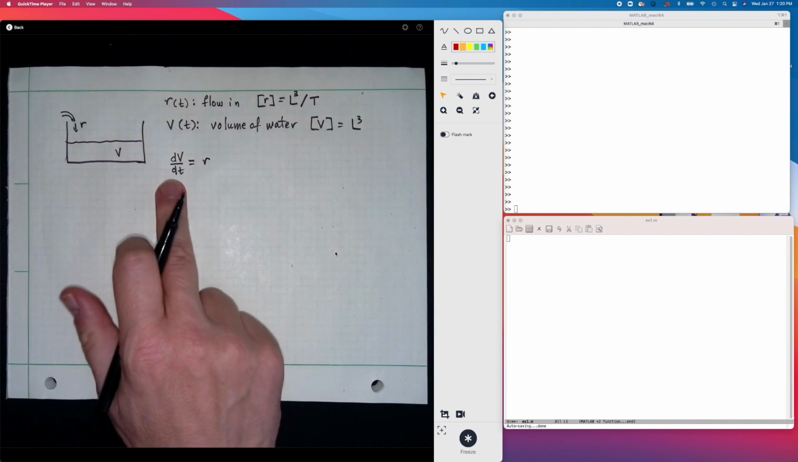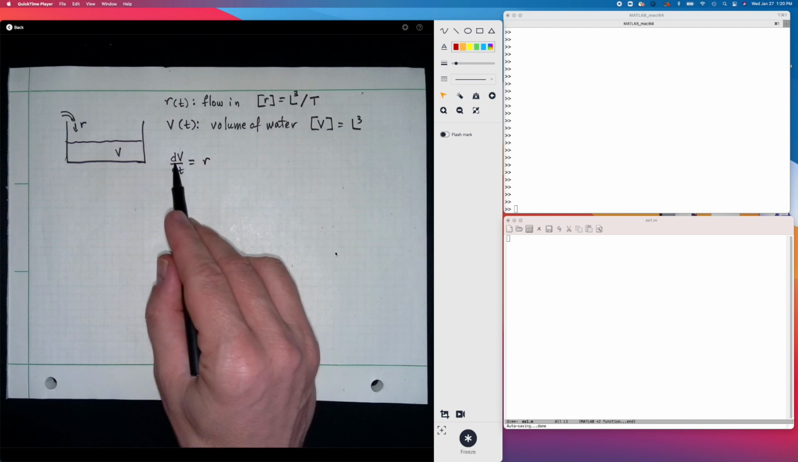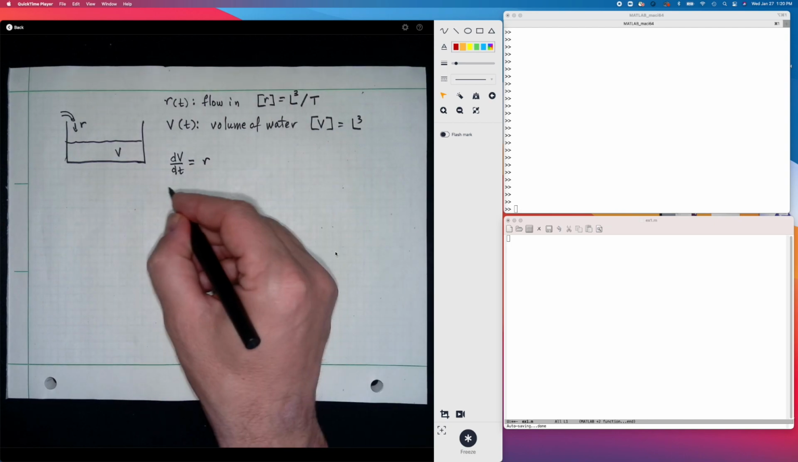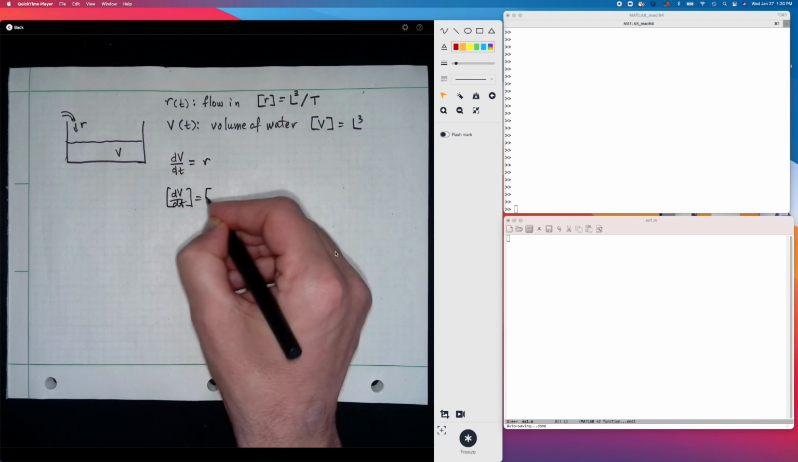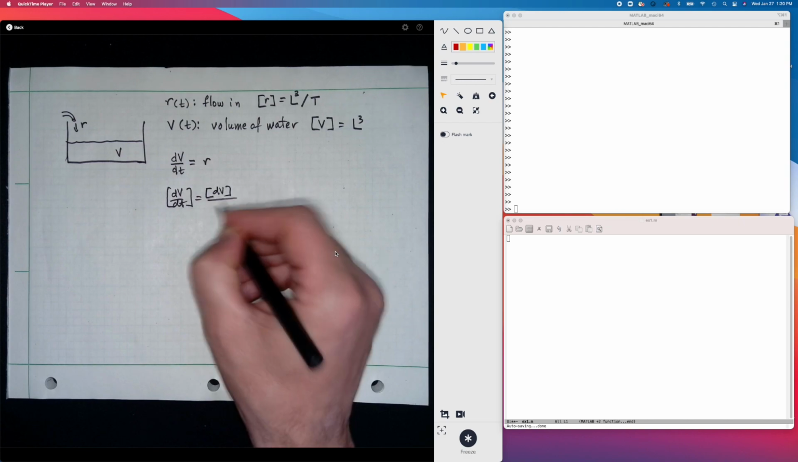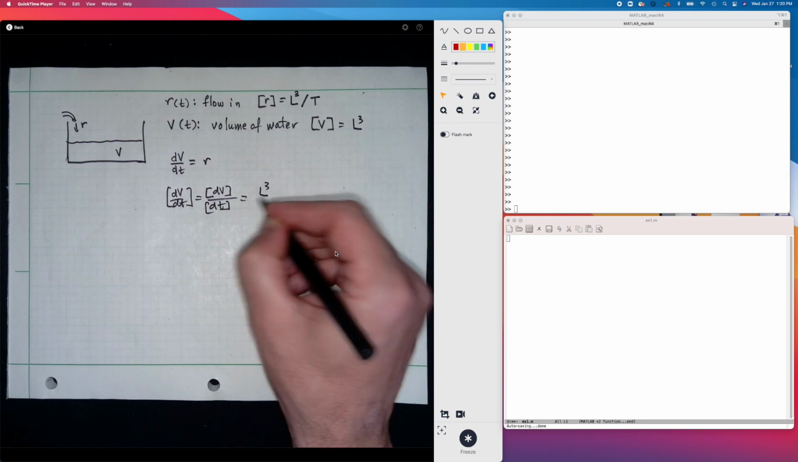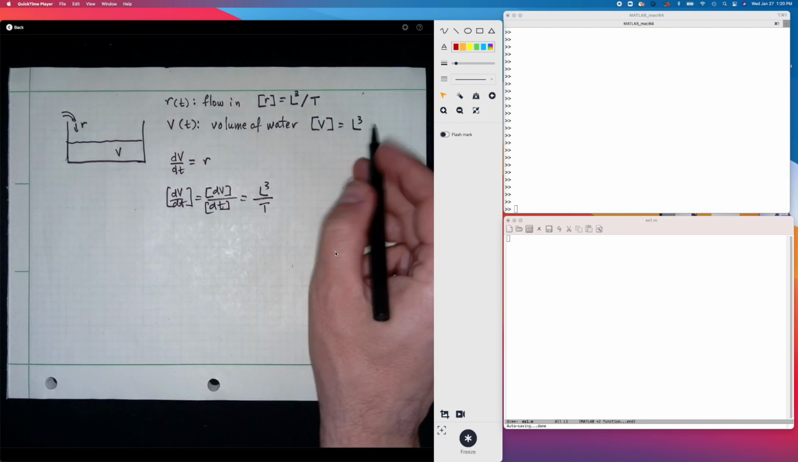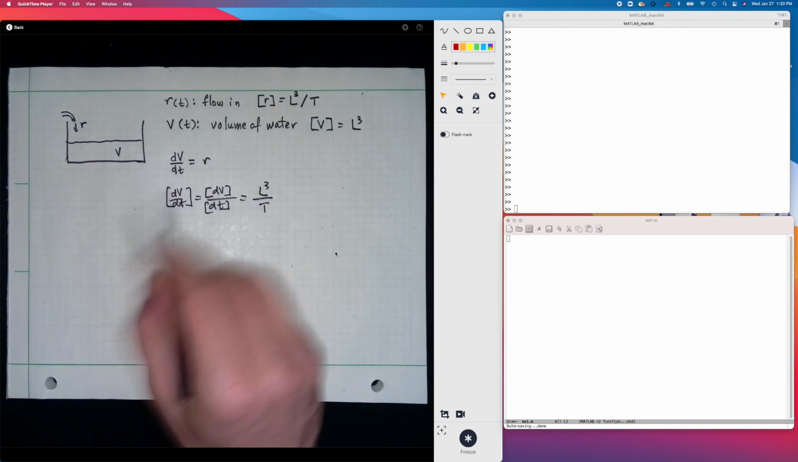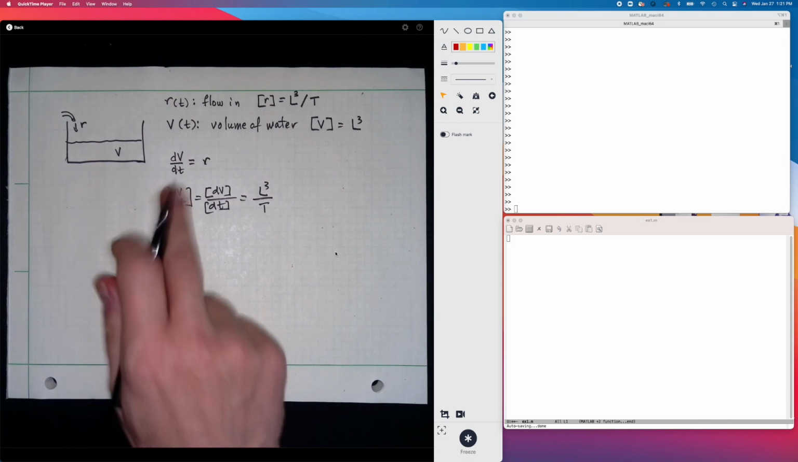And we can check the dimensions, make sure that everything is dimensionally correct, right? The dimensions of the left-hand side, dV dt, is equal to the dimensions of dV divided by the dimensions of dt, which is equal to a length cubed over a time. Whereas the right-hand side is just a length cubed divided by time. So this is indeed dimensionally correct. And this equation is easy to solve.